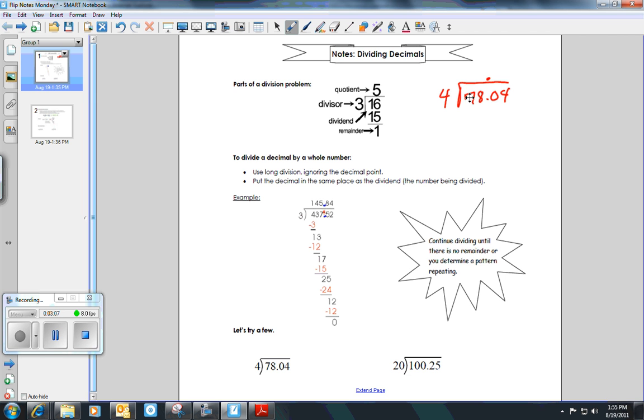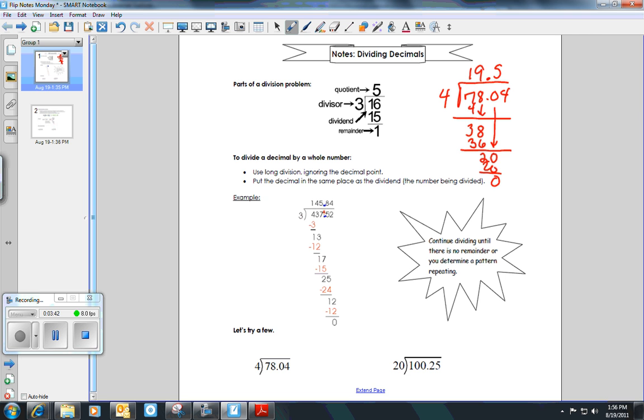So now, how many 4s in 7? 1. And subtract that out just like you've been doing all of your school career. Okay, pull down the next number. Okay, and then you're going to have 4 into 38, and that's going to go 9 times. 4 times 9 is 36. So we have a 2 here, and we're going to pull down the 0. That's going to go 5 times perfectly.